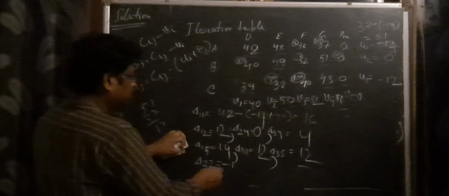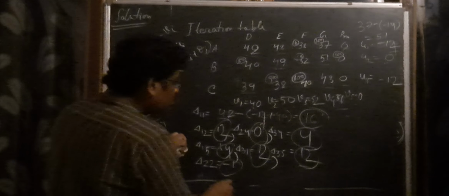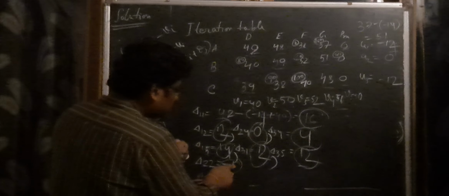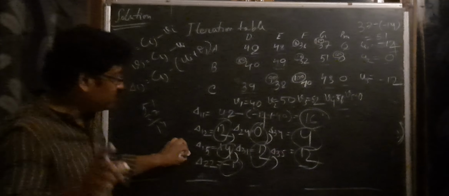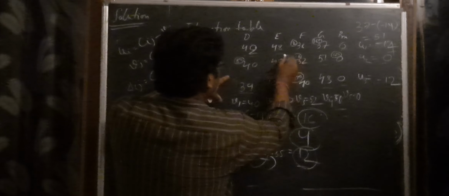So among these values, that is 16, 12, 0, 4, 14, 12, 12, minus 1, only minus 1 is the negative value. So as there is a negative value, this solution is not the optimal solution. So we have to find the closed path by using the del 2 2 cell. The del 2 2 cell is here. We put plus x here, and make a closed path. So minus x, plus x, minus x, and this is the closed path.